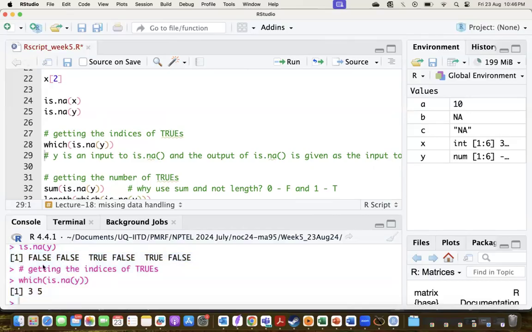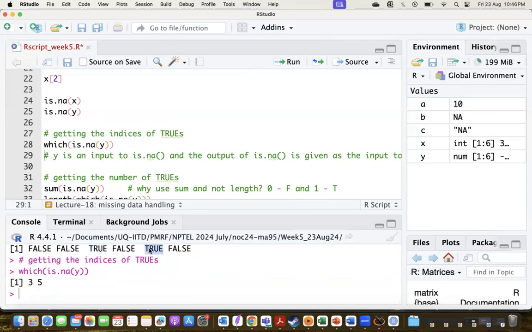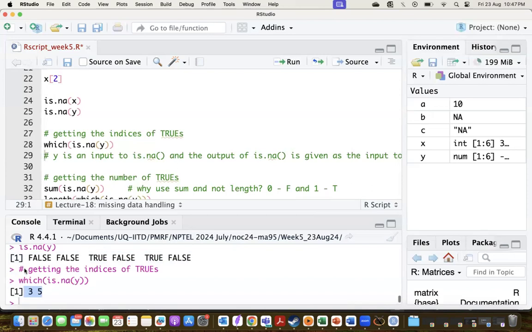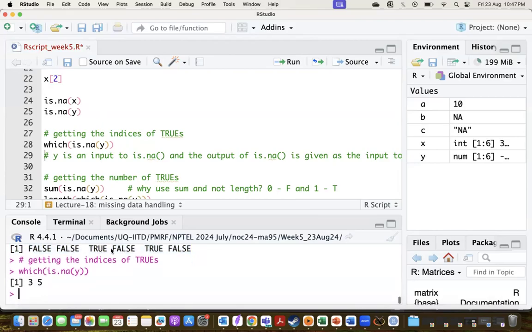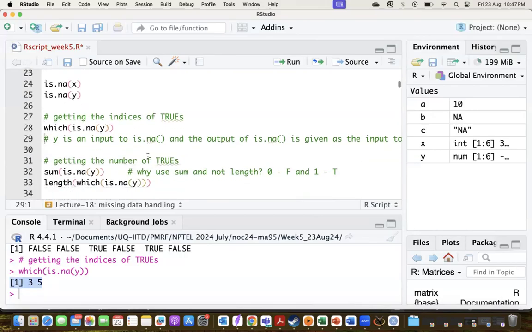Now, how did you find out that it's two? What did you count? Here you counted the number of TRUEs, and here you counted the number of elements that are there. In the first case, you counted only how many TRUEs there are, not the whole thing. You did not add 6 here, but counted only these two things. And in this output also, you can see two elements, two positions, so that means there are two TRUEs. So what we can do now is get the number of TRUEs.